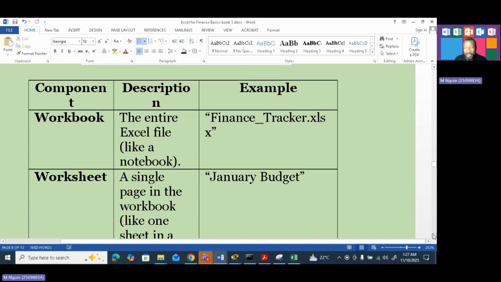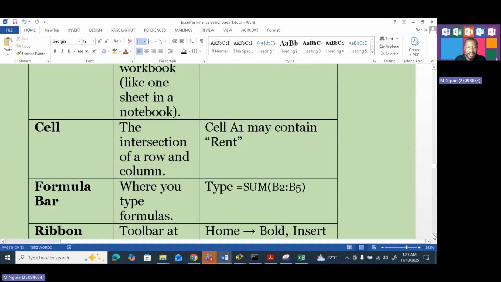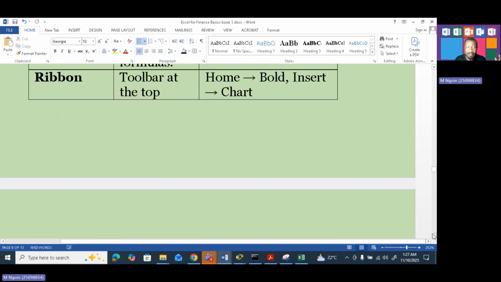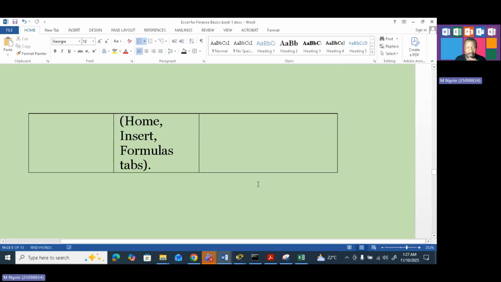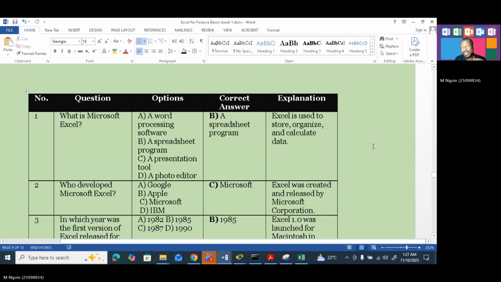So we spoke about all those things already, the cell, the formula bar. This ribbon, what is it? This one. We call it a ribbon, right? But we're going to talk about it later on. Now let's revise some questions just to check if you guys are good. Those are just a few questions to check your knowledge of what I've been explaining.